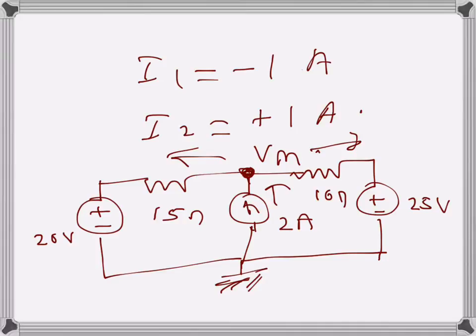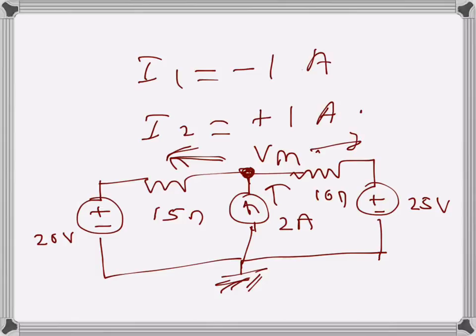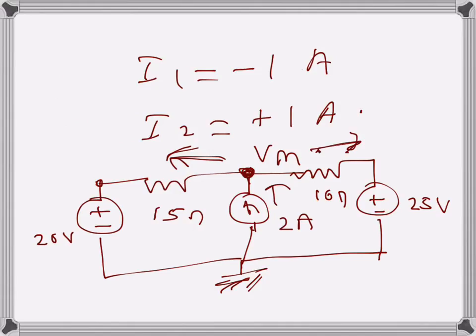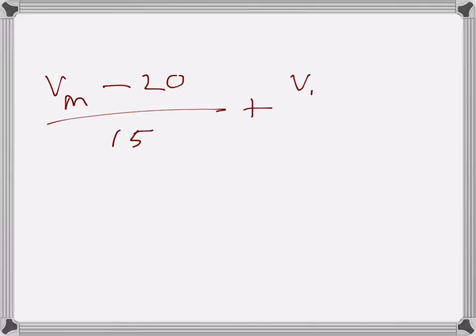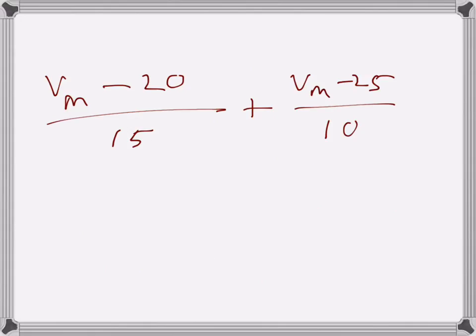The first outgoing current to the left will be Vm minus the voltage here, which is 20, over 15, the resistance. Then I will have the other outgoing current to the right, that will be Vm minus 25 over the resistance, which is 10 ohms. And then we have the incoming current, I'm writing on the other side, so that's 2. So now let's do it. Let's multiply both sides by 30.